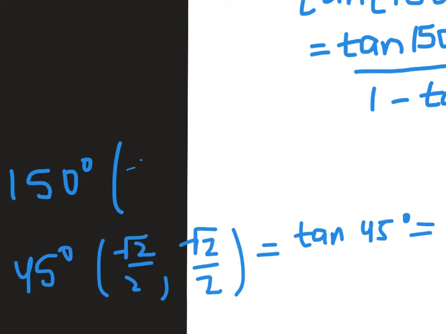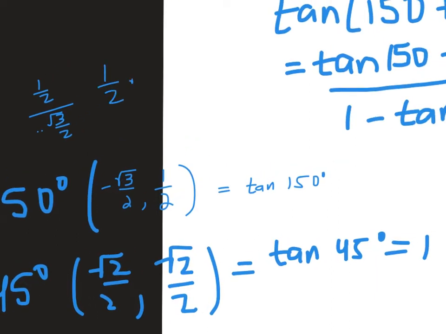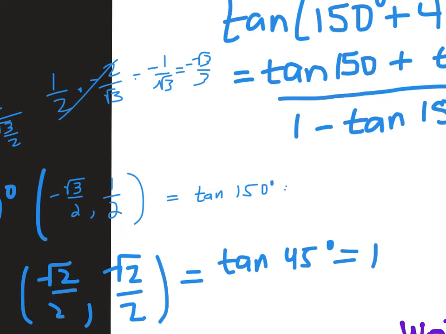So I have negative root 3 over 2, comma, 1/2. If I was going to tell you what the tangent of 150 is, I can just plug it into my formula quickly. It would be 1/2 divided by negative root 3 over 2. That's 1/2 times negative 2 over root 3. Cross this out, and I get negative 1 over root 3. This is negative root 3 over 3. So the tangent of 150 is negative root 3 over 3.